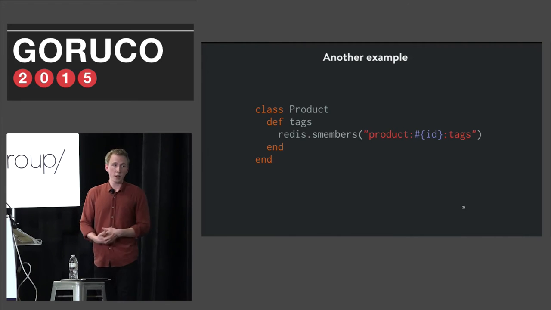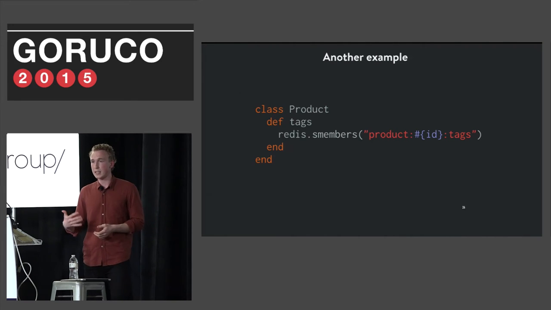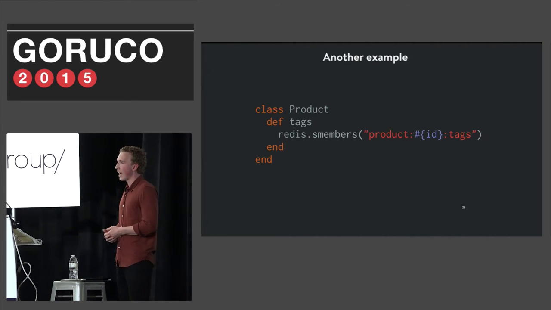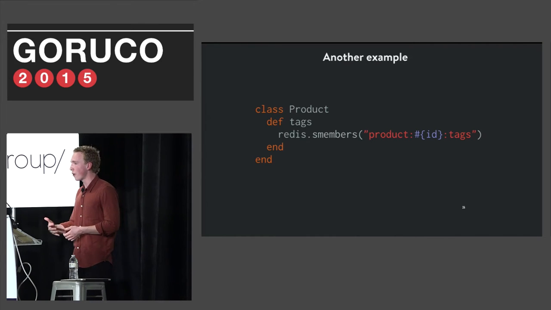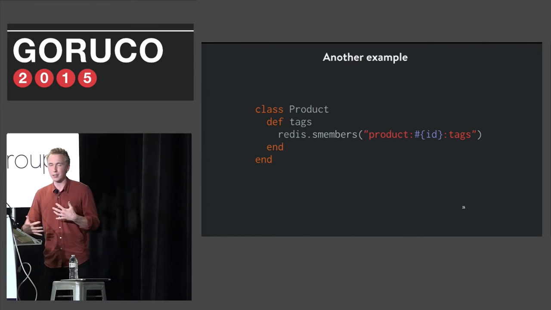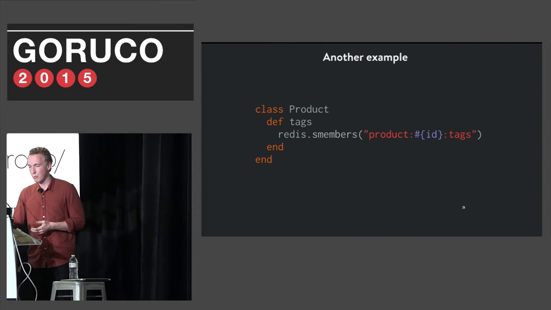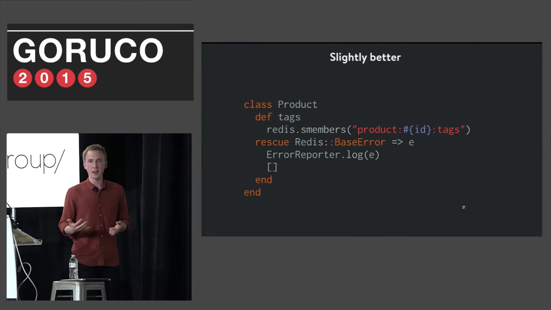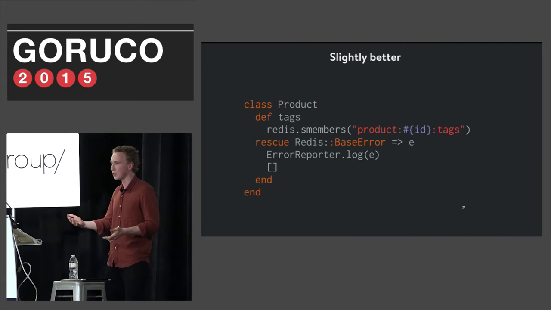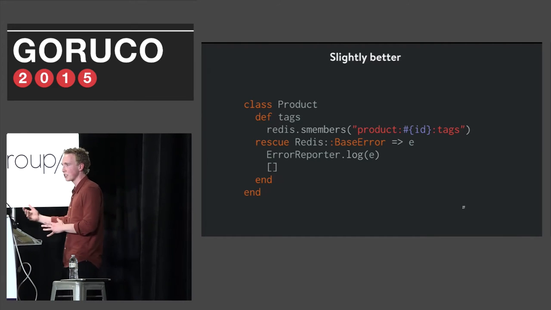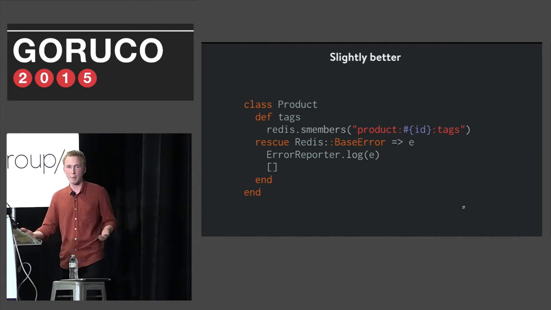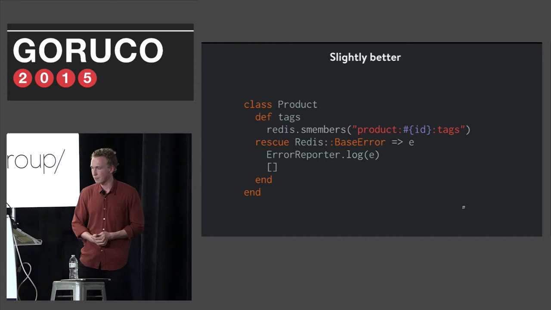So let's take another example. We have a product, and the product has tags, and for whatever reason, these tags are stored in a Redis instance. Now looking at the session code from before, you can start to connect the dots of how we could make this resilient. Well, let's just do as before. We rescue the Redis error and return an empty array. The template copes with this just fine. It just iterates over an empty array. It doesn't show tags. Customers are happy. We're happy. It doesn't really matter too much.